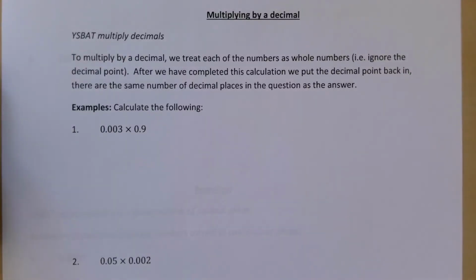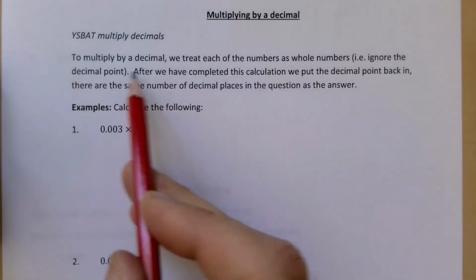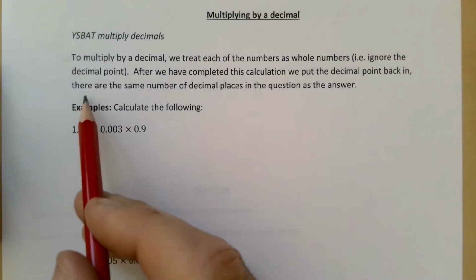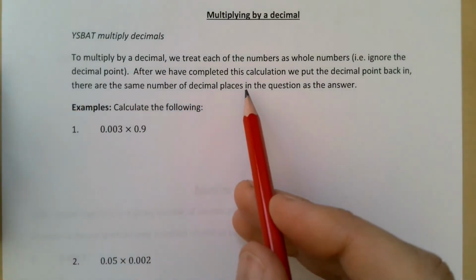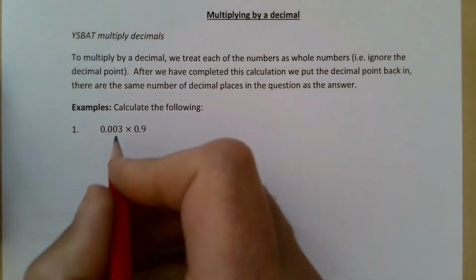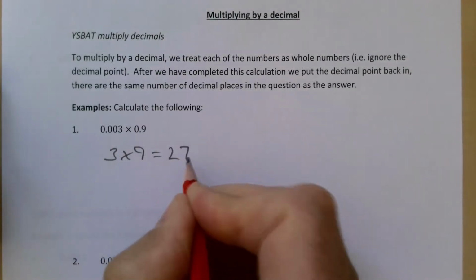Multiplying decimals. To multiply by a decimal, we treat each of the numbers as whole numbers, i.e. ignore the decimal point. After we've completed this calculation, we put the decimal point back in, so there are the same number of decimal places in the question as in the answer. So we ignore it. We're just going to do 3 times 9. Very straightforward one. 3 times 9 gives us 27.